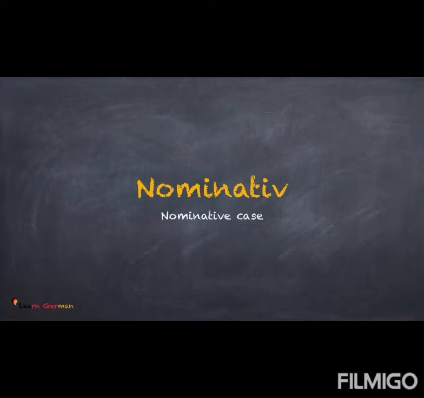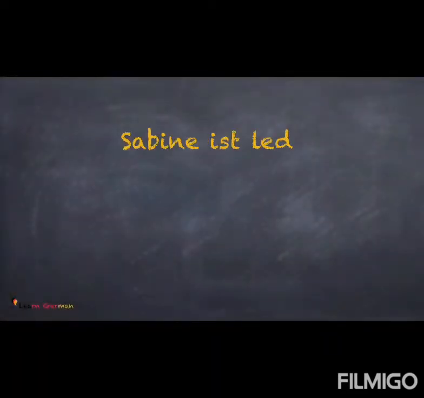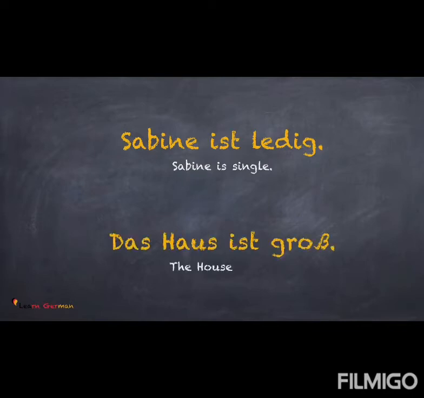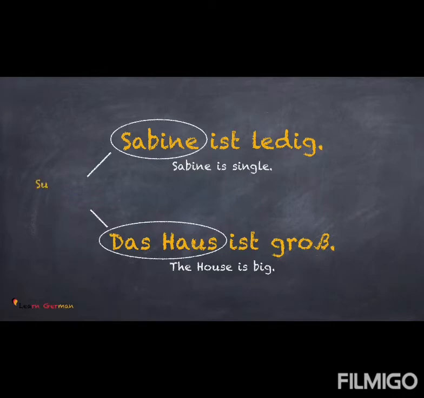Nominativ. Well, the most important thing in a sentence to understand is Nominativ. Let's look at two examples. Sabine ist ledig. Das Haus ist groß. Let's look at the subject in both these sentences. Sabine and das Haus. Here, the subject is the nominative case. As we have already discussed in the previous chapter, the subject conjugates the verb, in this case, ist.